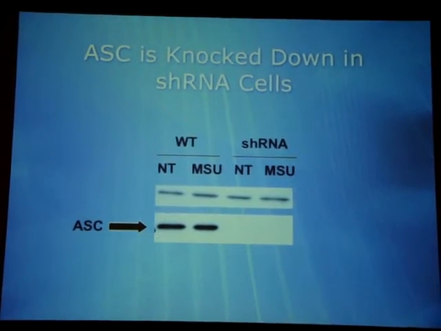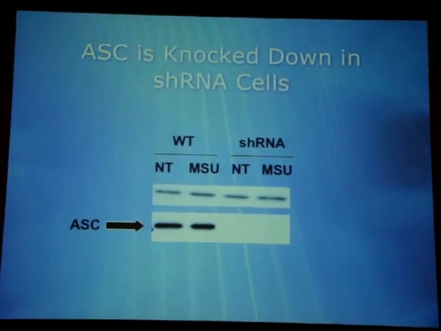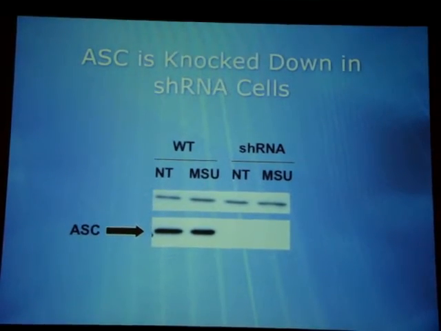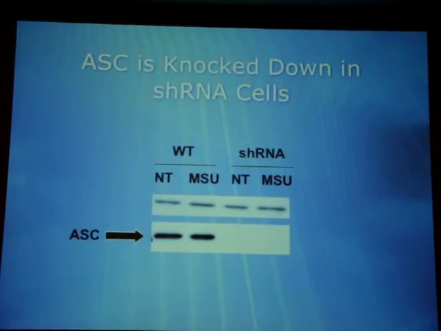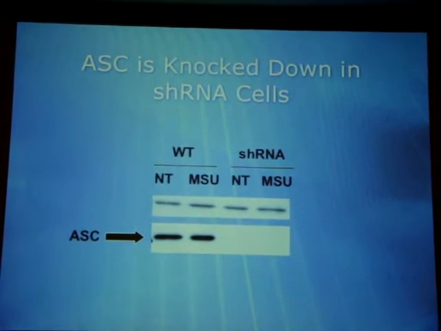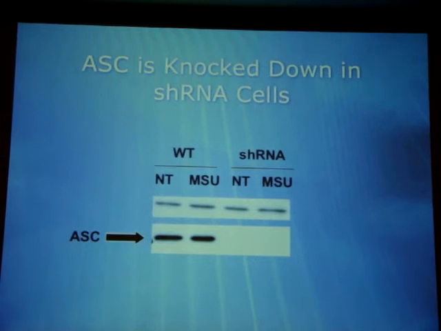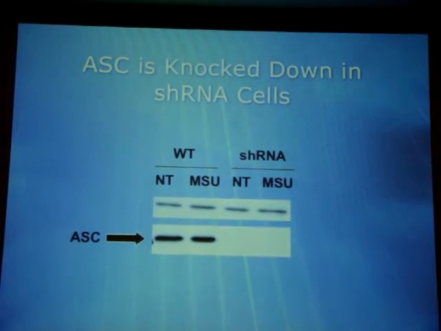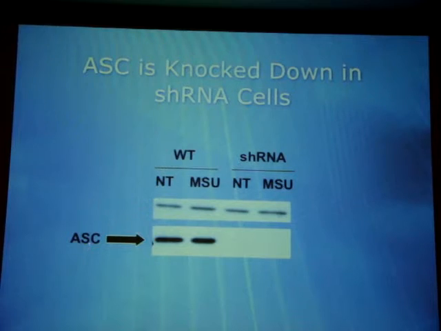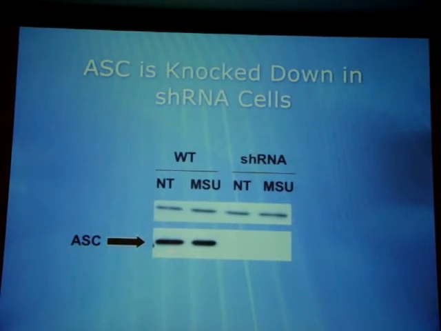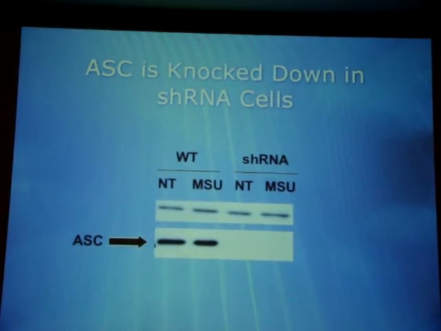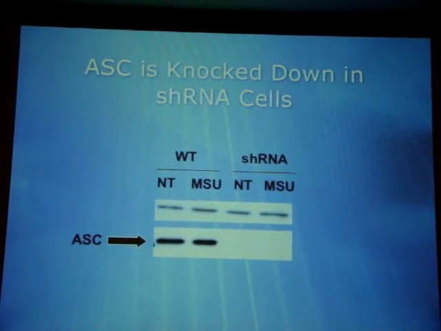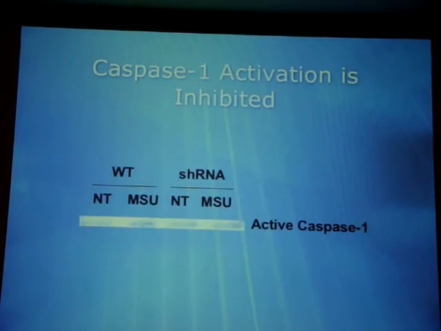So my first step was to prove that shRNA was working. You can see in the top line, this is beta-actin, and this is here to show that there is sample in all of the wells and that there is protein in all of the samples. But if you look at the ASC line, there is protein in the wild-type cells, but not in the shRNA cells. So this is proving that the ASC gene has been knocked down.